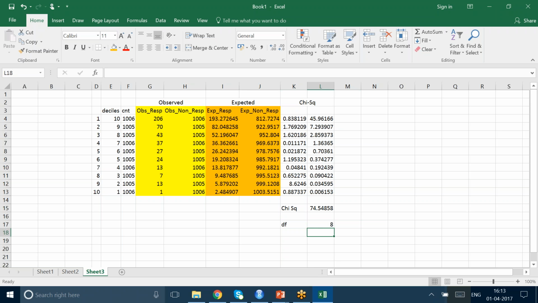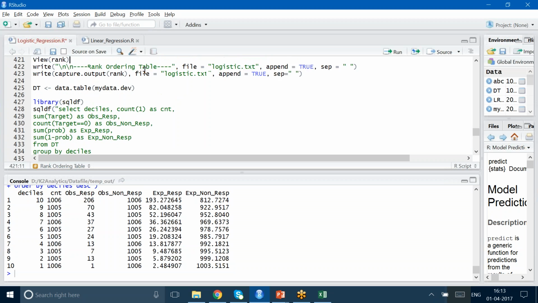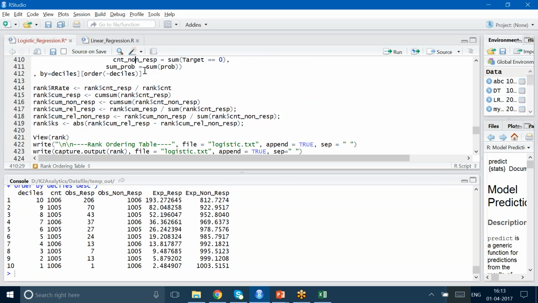Why? I don't know the logic. Now with this degree of freedom and chi-square, I need to go and see the chi-square table and get the p-value. And whatever the p-value is, then we have to interpret. So rather than doing that calculation using a table, I'm now going to show that here.